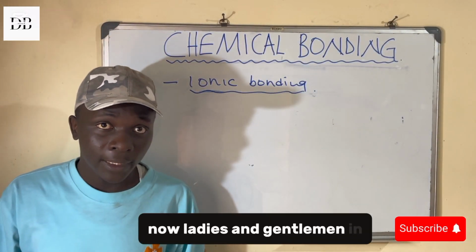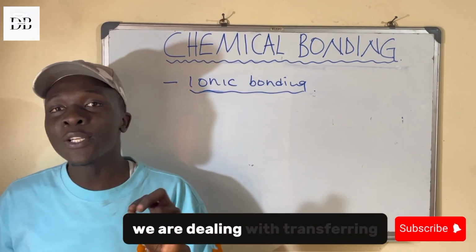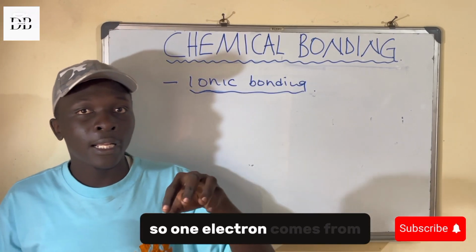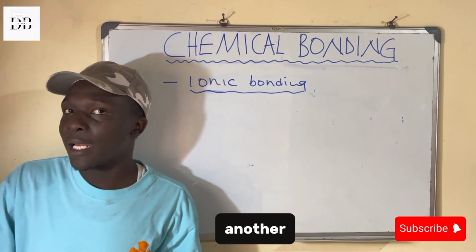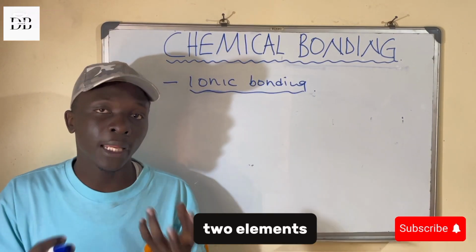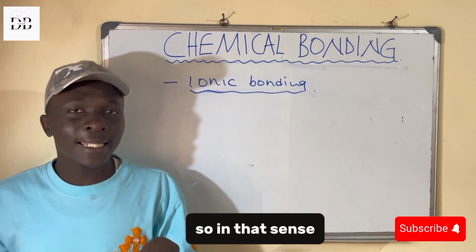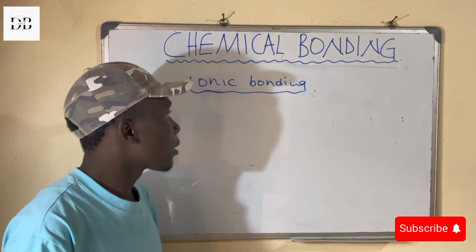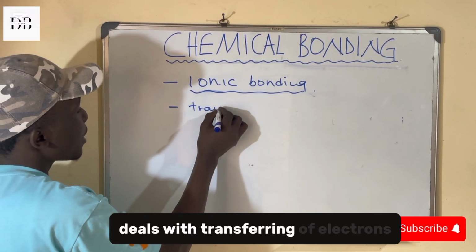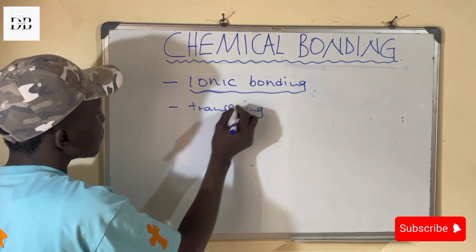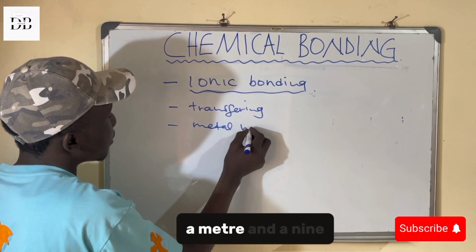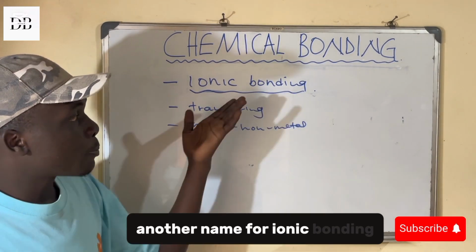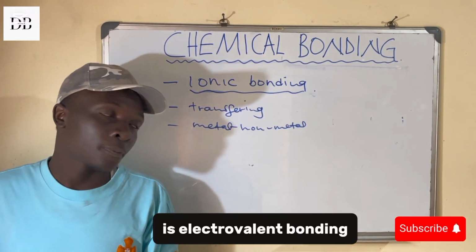Now, ladies and gentlemen, in ionic bonding, we are dealing with transferring of electrons and not sharing. So 1 electron comes from one element and goes to another rather than being shared between 2 elements. In that sense, ionic bonding takes place between a metal and a non-metal. So, first of all, it deals with transferring of electrons, and then takes place between a metal and a non-metal. Another name for ionic bonding is electrovalent bonding.